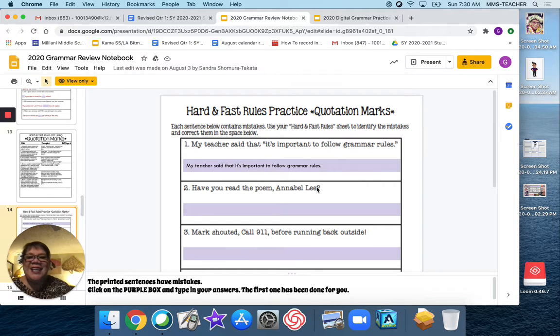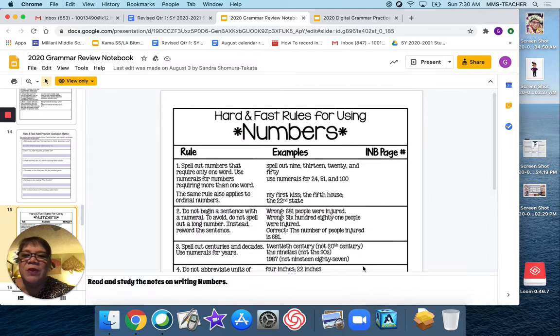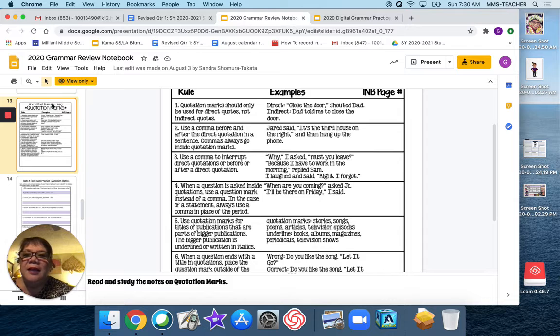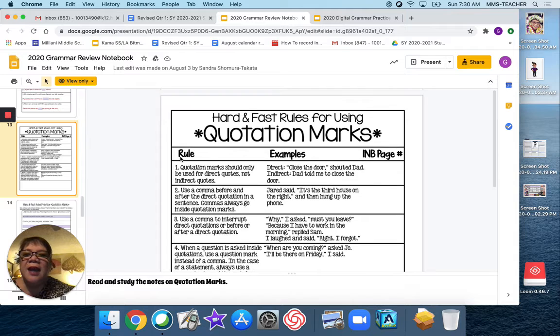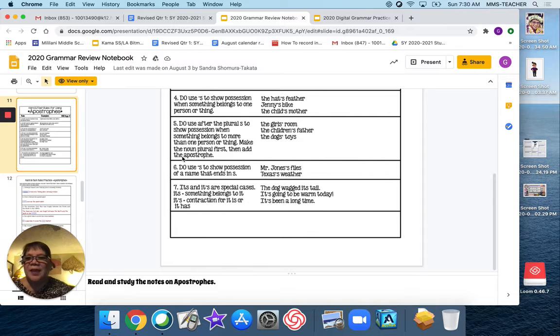All right? So you folks will get to try and practice for the rest of this worksheet. Okay? And this is review. It's asking you to go back to the rules for your quotation marks and apostrophes. So those are the 2 things we're focusing on today. Okay? Now this is your grammar review for the notebook. When you are done doing the grammar review, you are now going to be tackling the digital grammar practice worksheet.